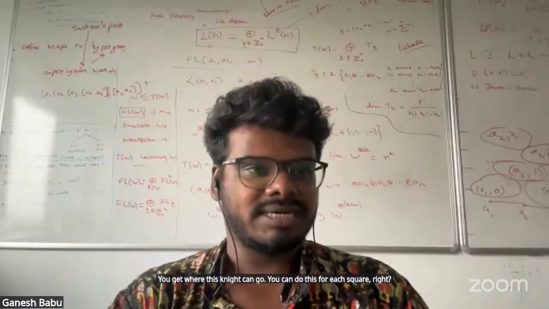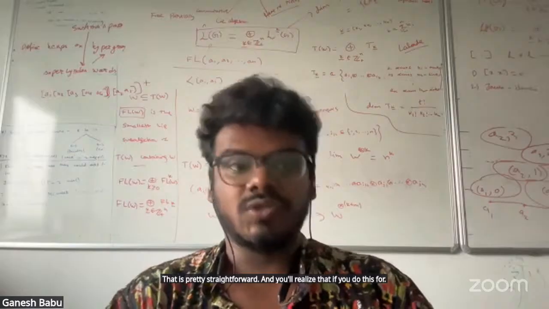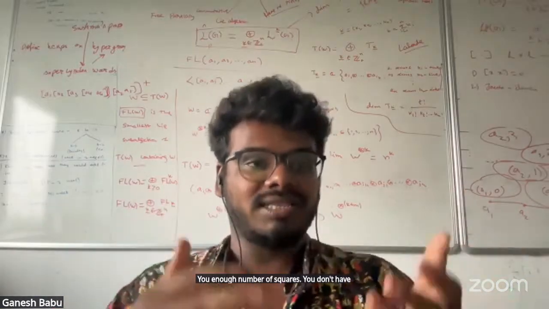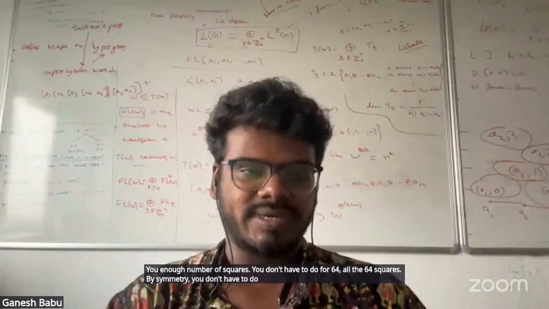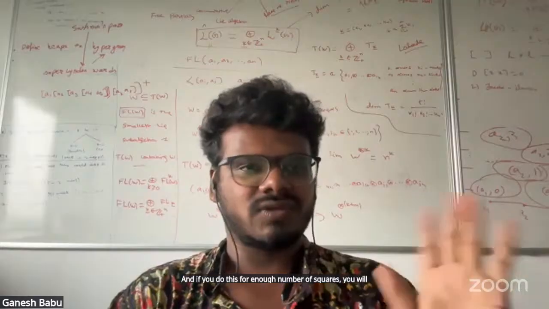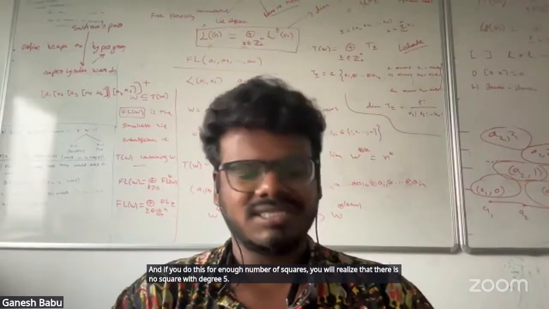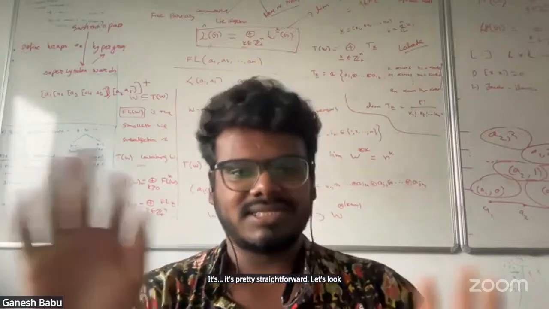That is pretty straightforward. And you will realize that if you do this for enough squares, you don't have to do it for all the 64 squares. By symmetry, you don't have to. And if you do this for enough squares, you will realize that there is no square with degree 5. It's pretty straightforward. Just look at the knight's move. That's all.